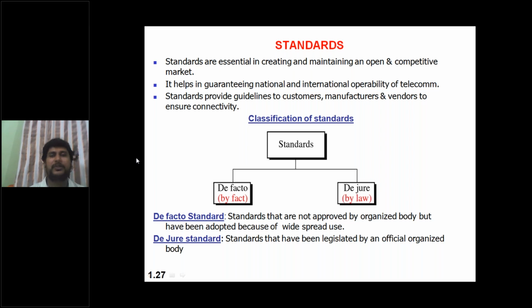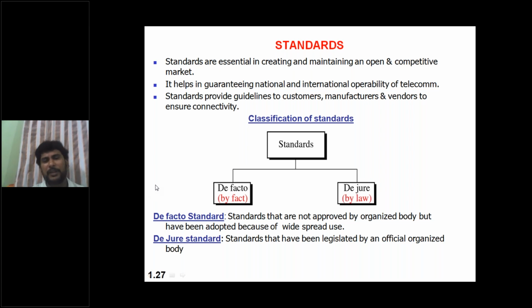The standards which we have related to internet are categorized into two types. The first one are the standards which are developed not by someone legally, but because of frequent practice. Those standards which are developed by practice, we call de facto, whereas the standards which are developed because of law and its rules and regulations, we call de jure, right?